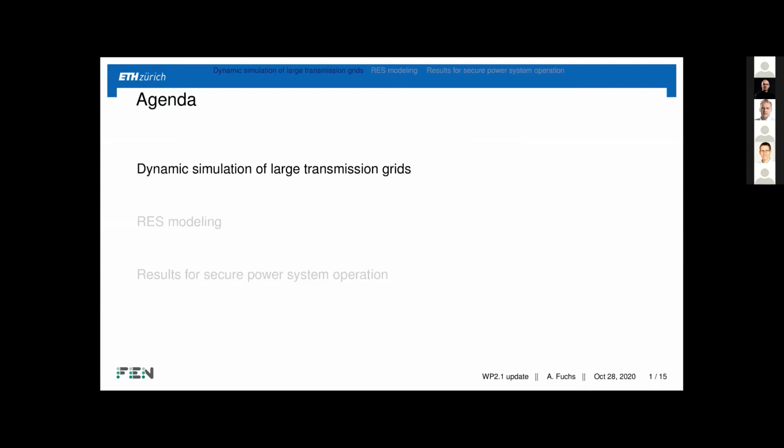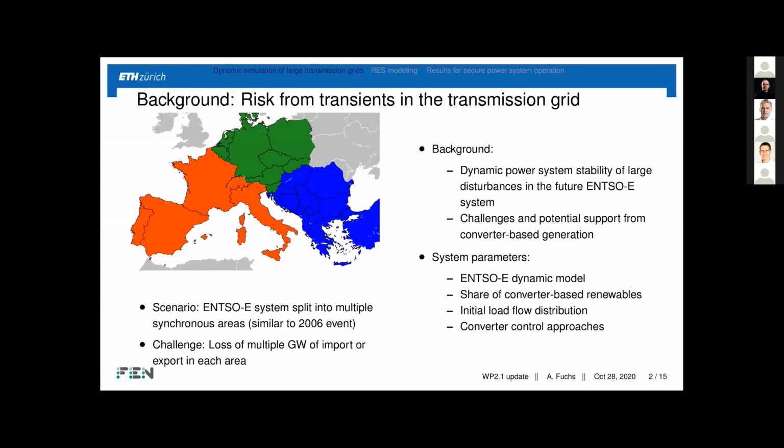So first, I will talk about this dynamic simulation framework, and the quick background is basically the stability of the ENSO-E system and what are the challenges in the support coming from the converters placed all over Europe, and also what could happen when the situation changes during the day. You have a lot of converter-based generation coming over lunch here from the south with a lot of PV, and maybe more in the evening from wind farms in the north. So you have this load flow dependency aspect.